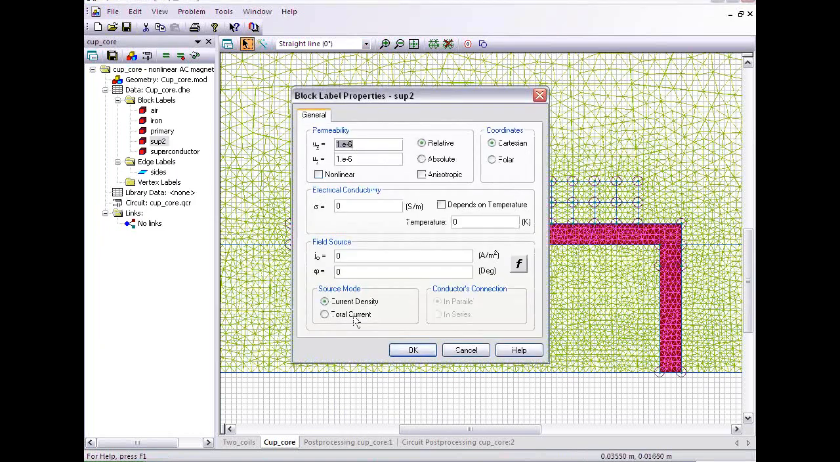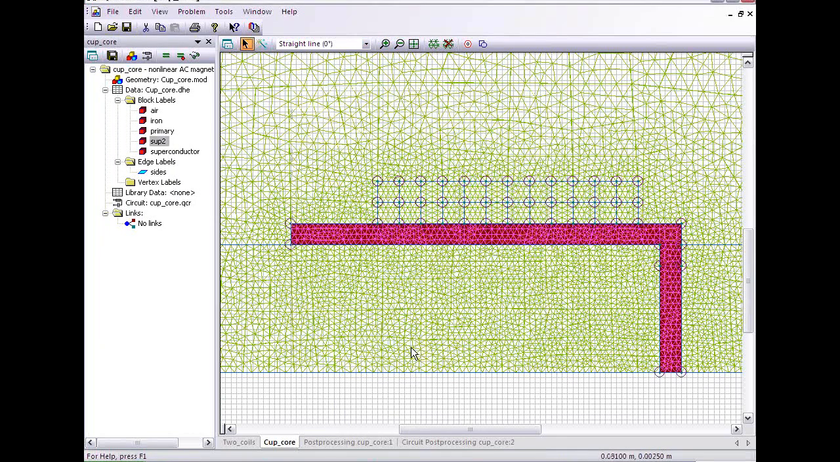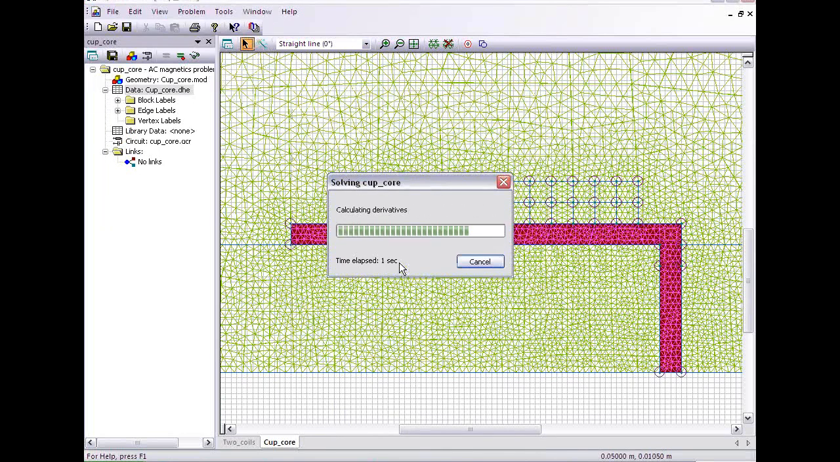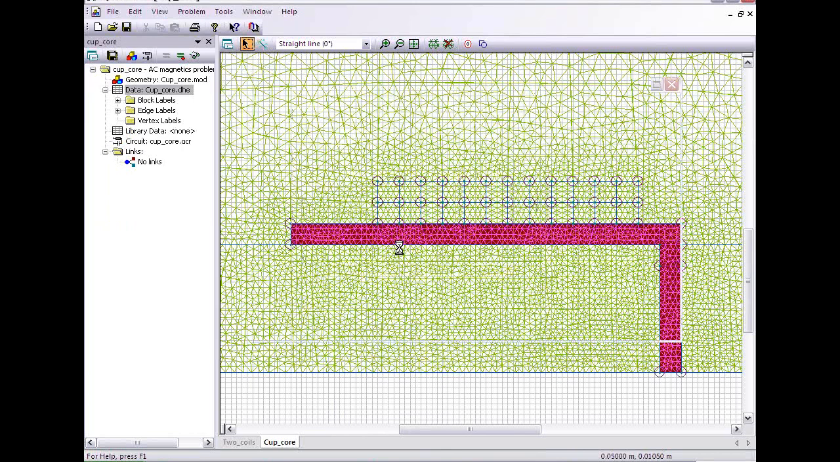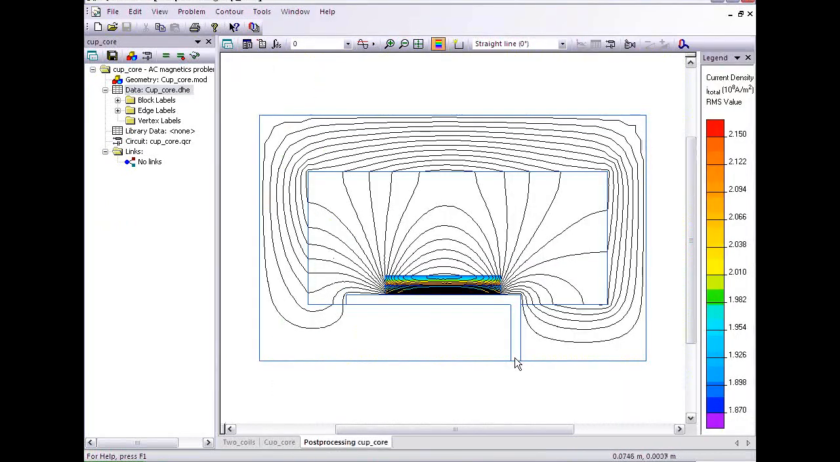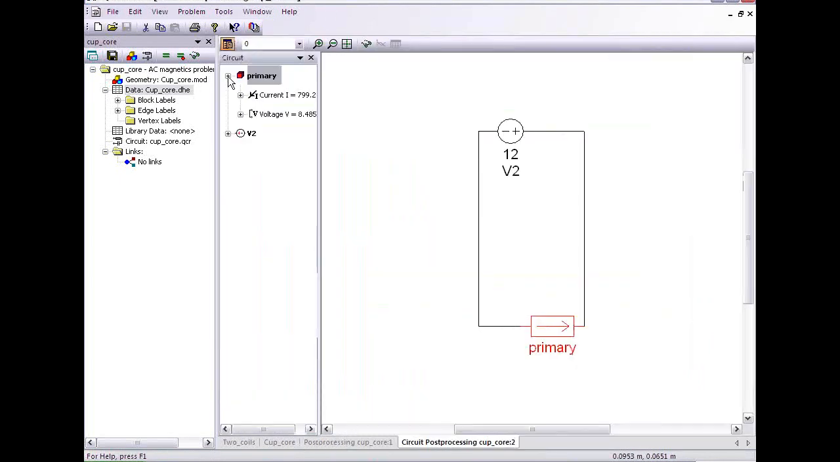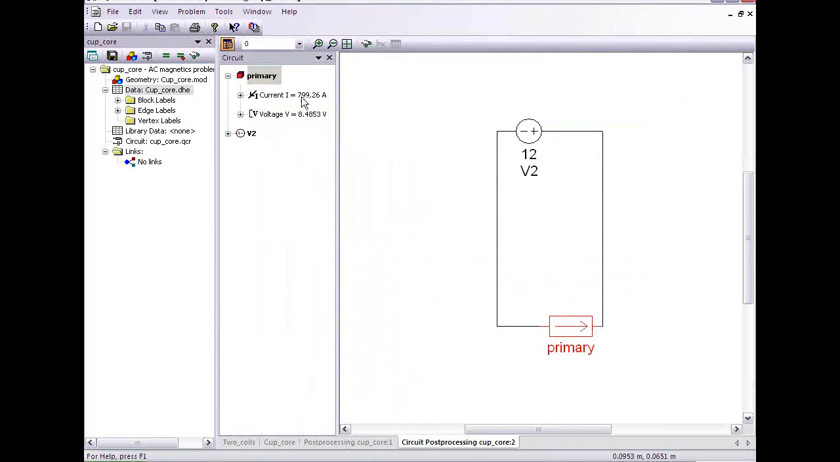Now, modeling the superconducting tube with a very small permeability, I'm going to resolve the problem, which is considerably faster here when we're not including the nonlinear properties of the superconductor. I just want to look at the current that's flowing in the primary in this case, which is something like 700.